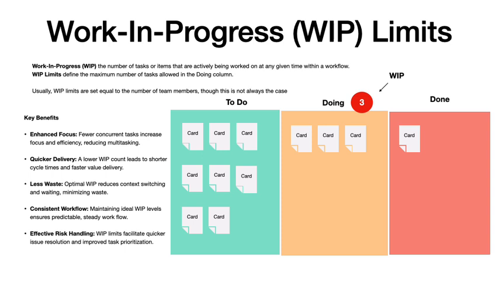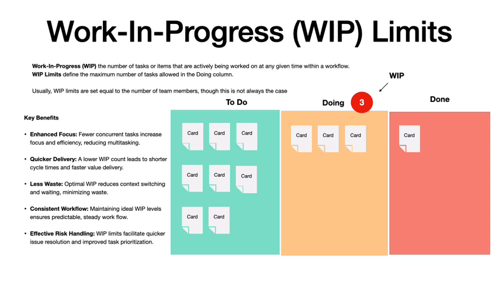Reduced waste. Having too many tasks in progress can result in increased context switching, waiting times, and rework, all of which contribute to waste in the workflow. Limiting WIP helps reduce these forms of waste by encouraging a smoother flow of work. Improved flow. By maintaining an optimal level of WIP, teams can achieve a more predictable and consistent flow of work through the workflow. This allows for better planning, forecasting, and delivery of work items.